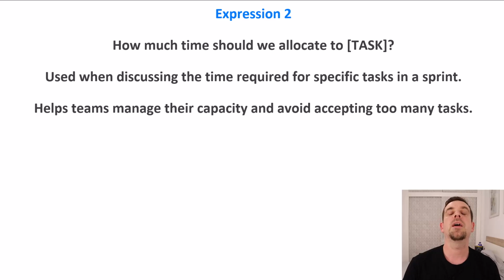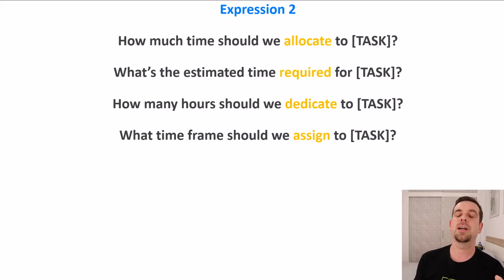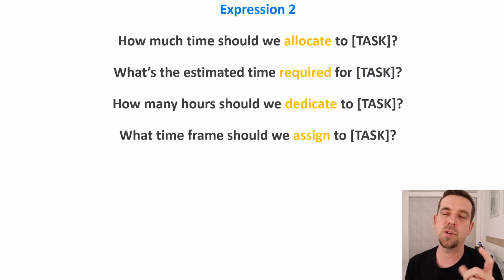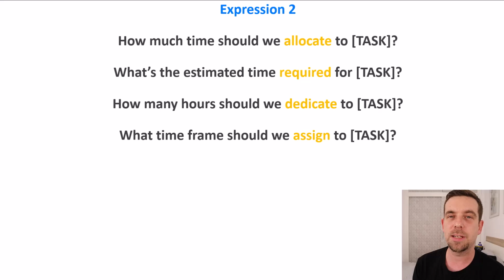Expression 2. How much time should we allocate to the task? This is used when talking about the time you need, the time required, and helps teams manage their capacity. So as we look here at allocate, which is a verb, a very important verb in Sprint and Agile.